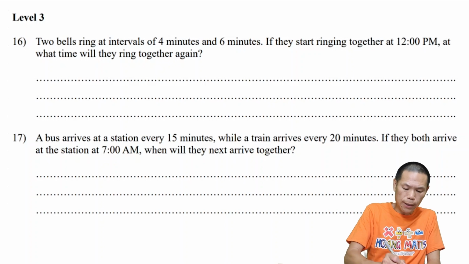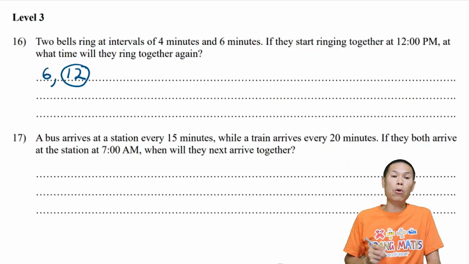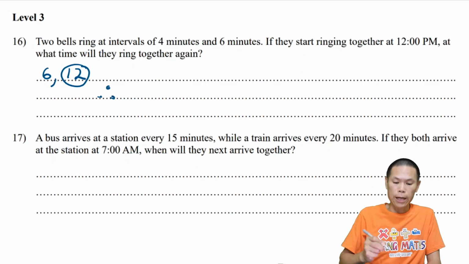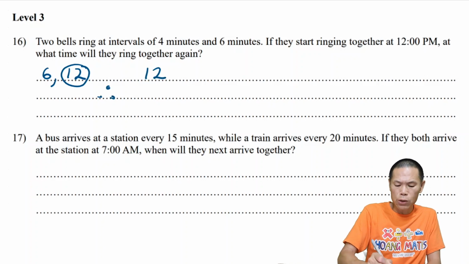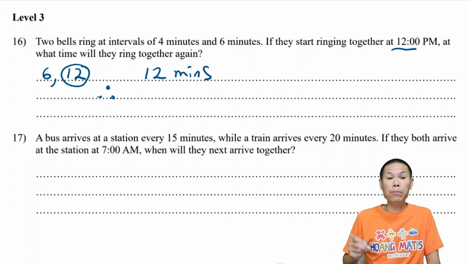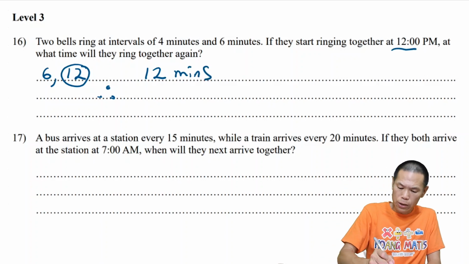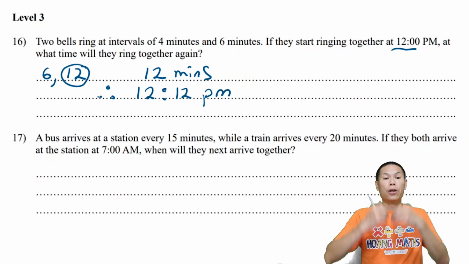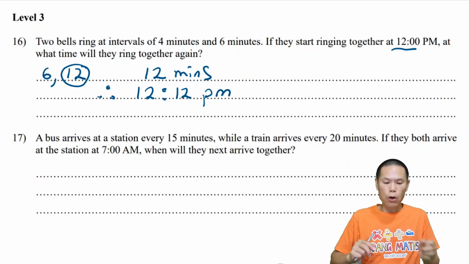So we start with 6, 12. So we stop there. 12 is a multiple of 4 as well. So therefore 12 minutes later. Okay, so just let me write here 12 minutes. And they start at 12 p.m. So 12 minutes later. So that is 12:12 p.m. There you go. I hope you got it correct.